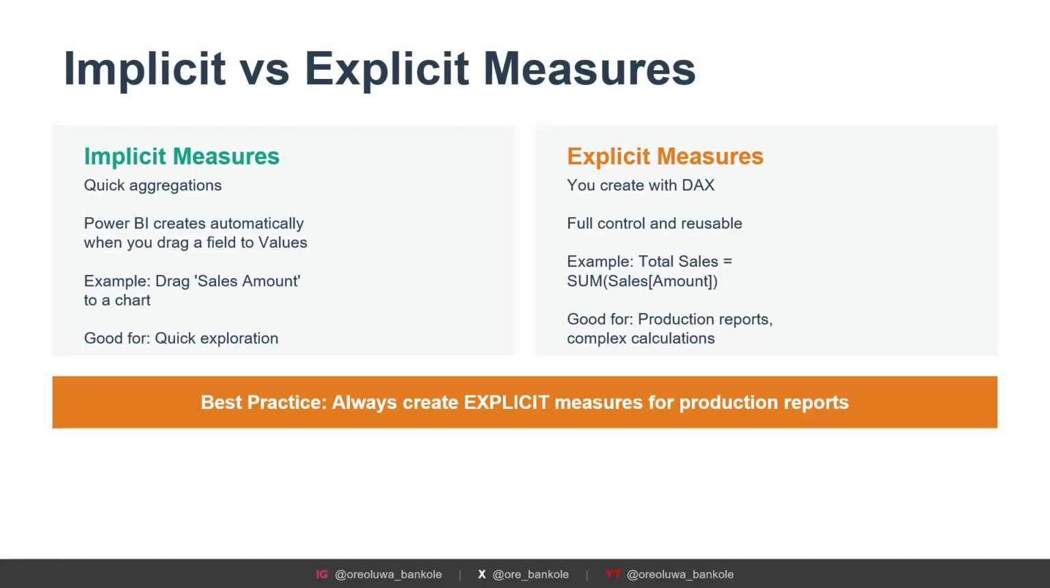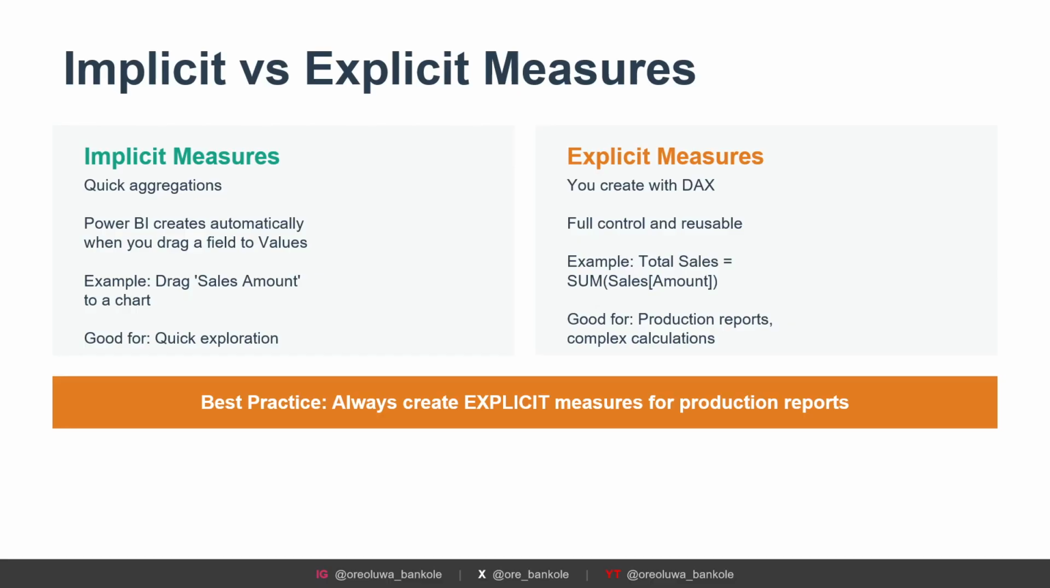Implicit measures are measures that are automatically created by Power BI, especially when you drag a numerical field into a visual. It will automatically do total of something, sum of something, like total amount, number of products. When you just drag it into your visual, that is called an implicit measure. It is calculated automatically by Power BI, and it's usually good for quick exploration.